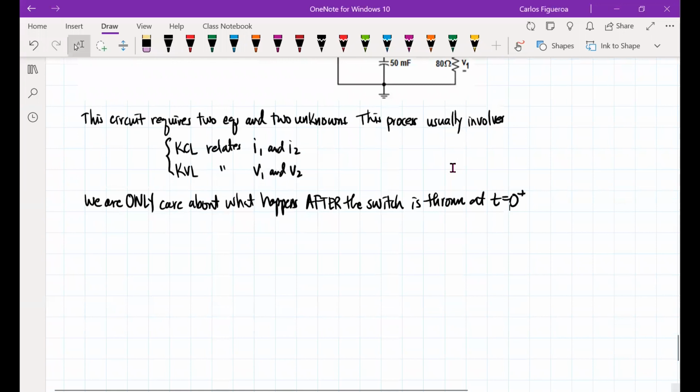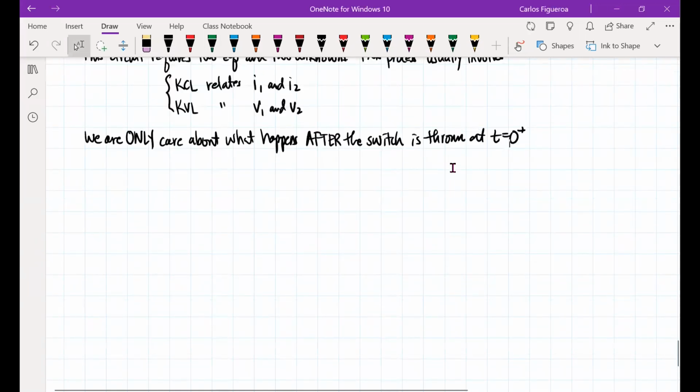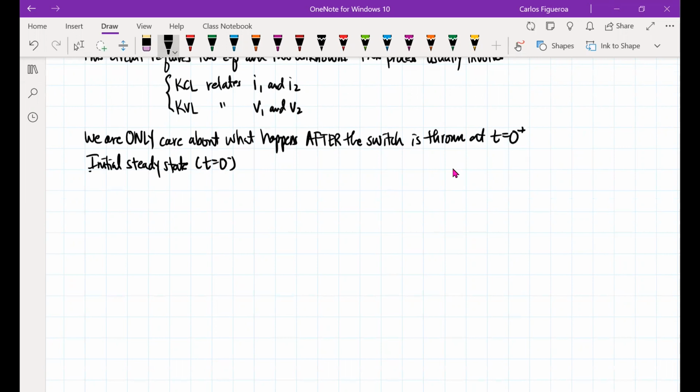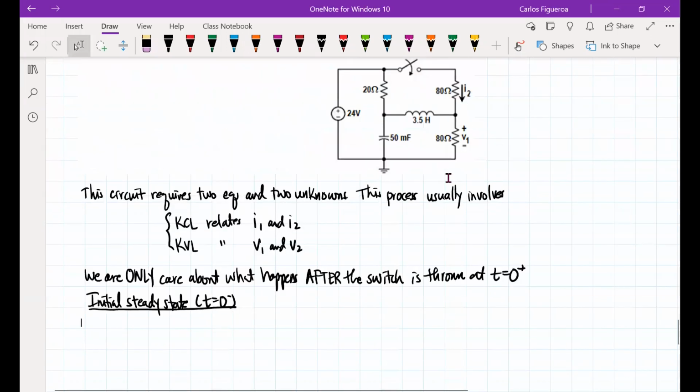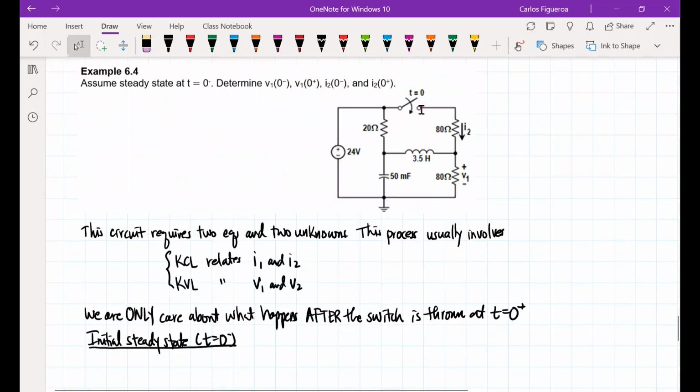Okay, here we go. So what I'm going to do now is focus on the initial steady state, and that really tells us about the state at t equal to 0 minus. So here's what you find. If you look at the circuit, the switch is open, so there is no 80 ohm resistor. The inductor goes to a short and the cap goes to an open.